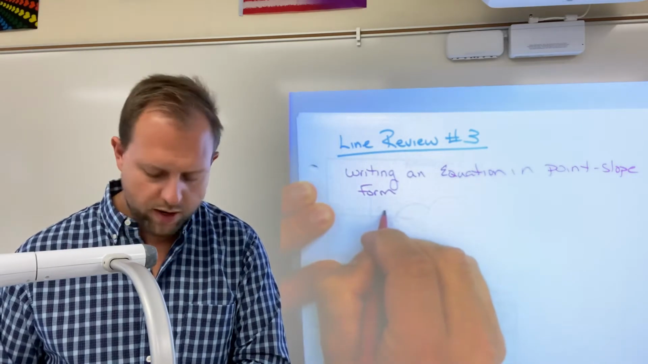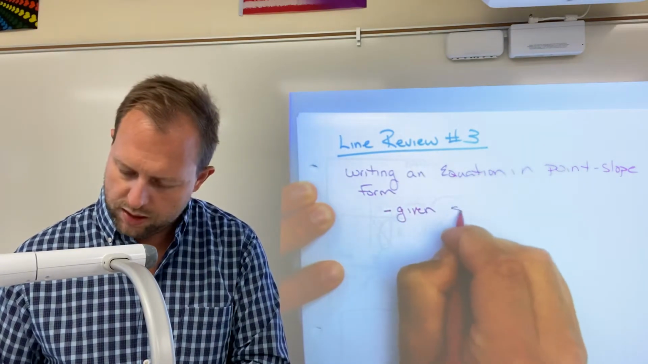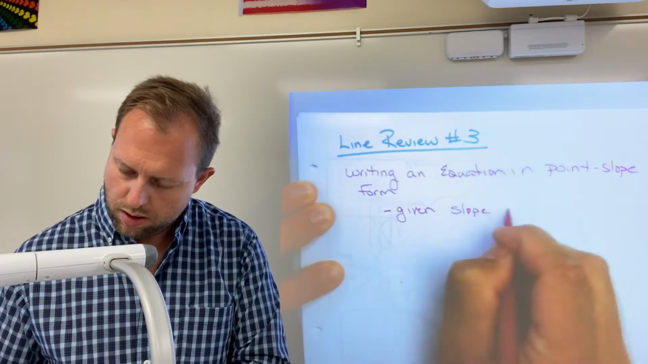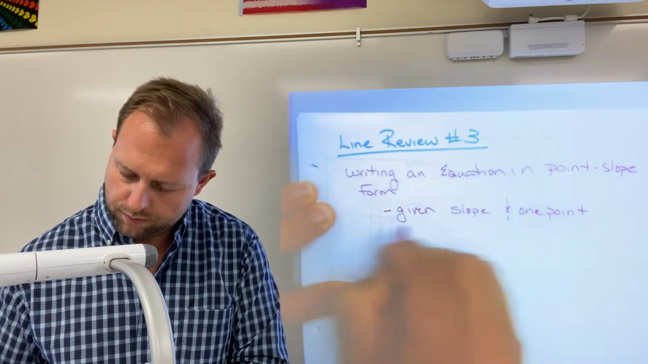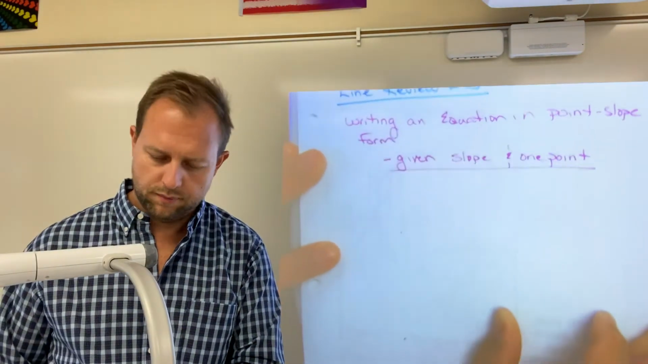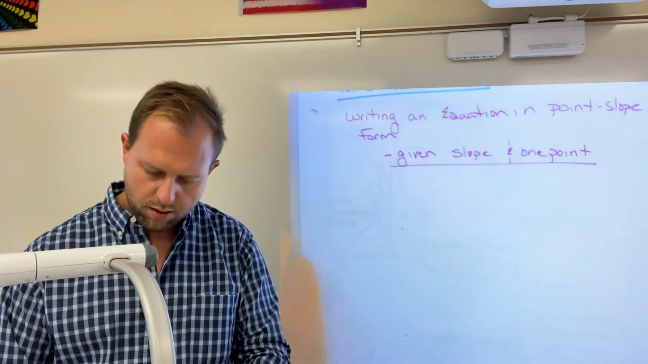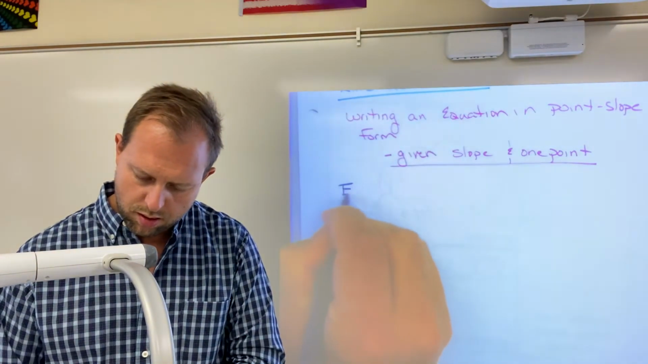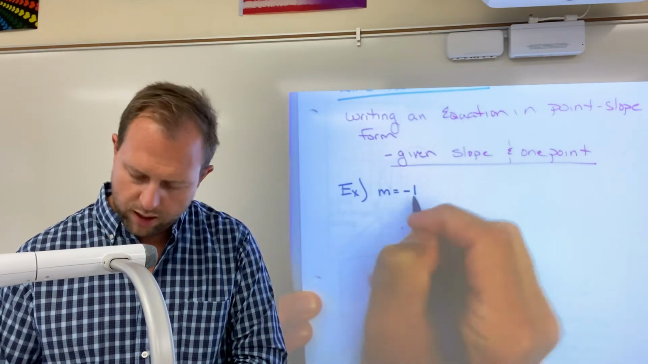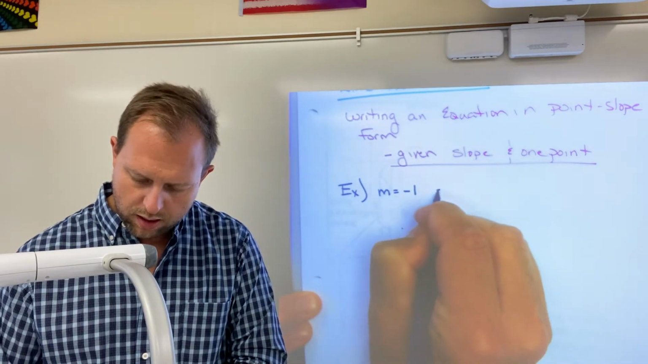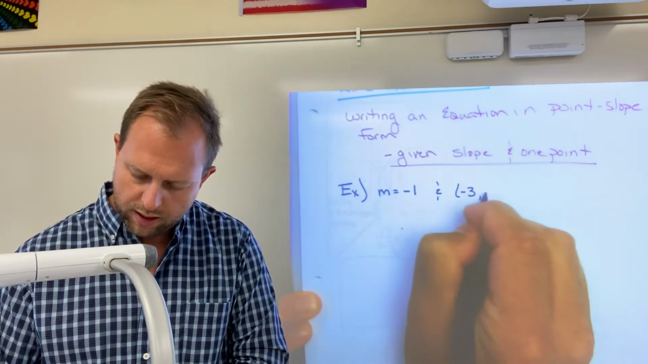We're going to start off when we are given a slope and one point. So for our first example, given a slope m equals -1, and we're given the point (-3, -5).